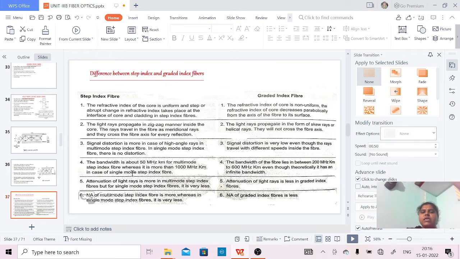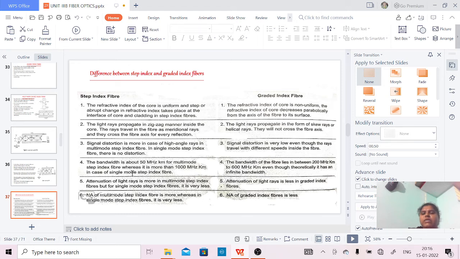If we are considering multiple modes through the fiber, there is a chance of overlapping, which raises signal distortion. Whenever we use single mode step index fiber, there is no distortion. In graded index fiber, signal distortion is very low even though the rays travel with different speeds inside the fiber, due to the helical structure of the rays. The bandwidth is about 50 megahertz-kilometer for multimode step index fiber, whereas it is more than 1000 megahertz-kilometers for single mode step index fiber.